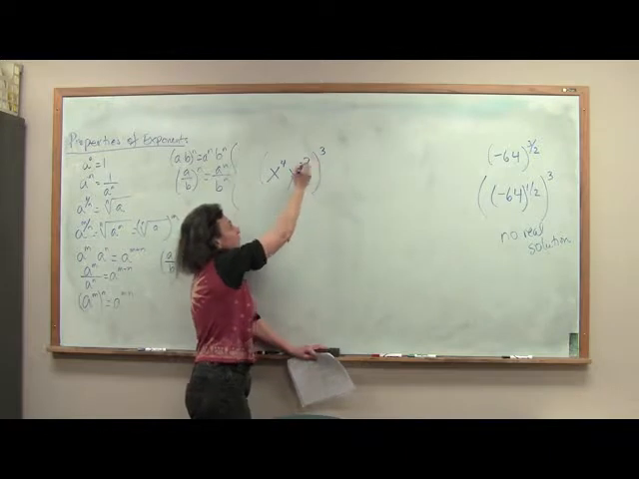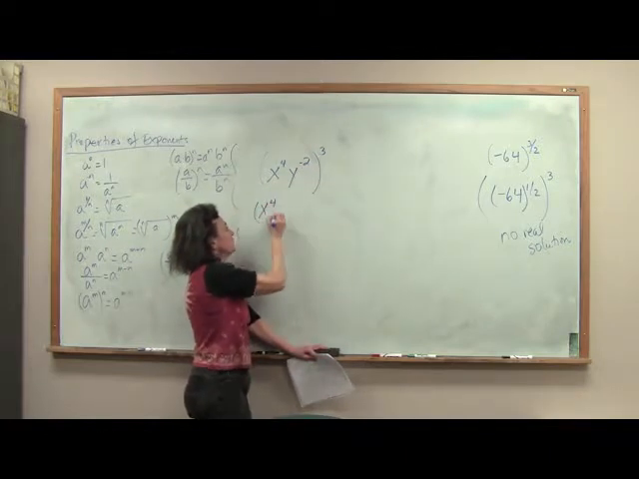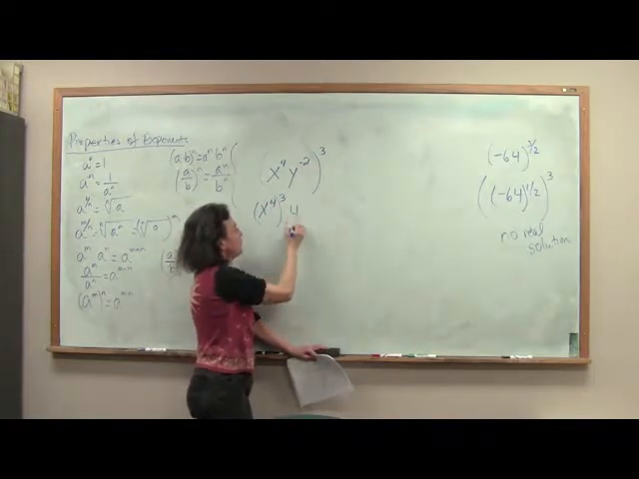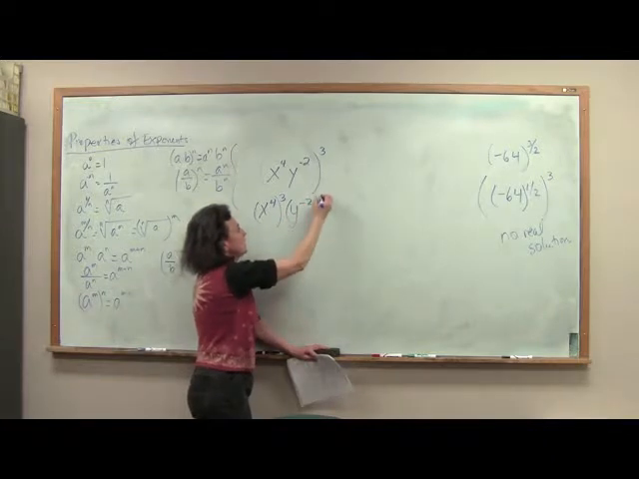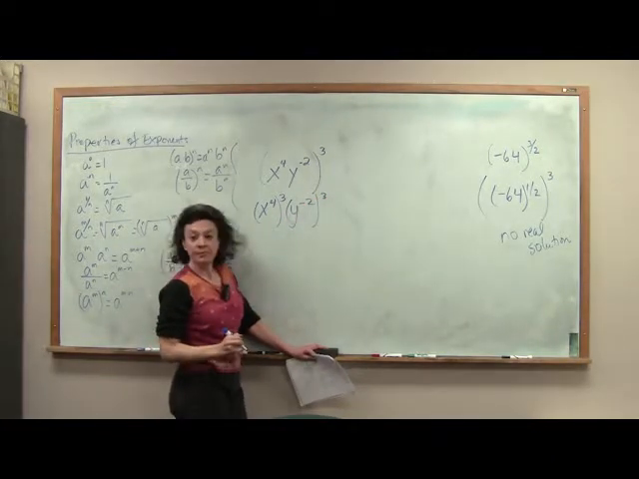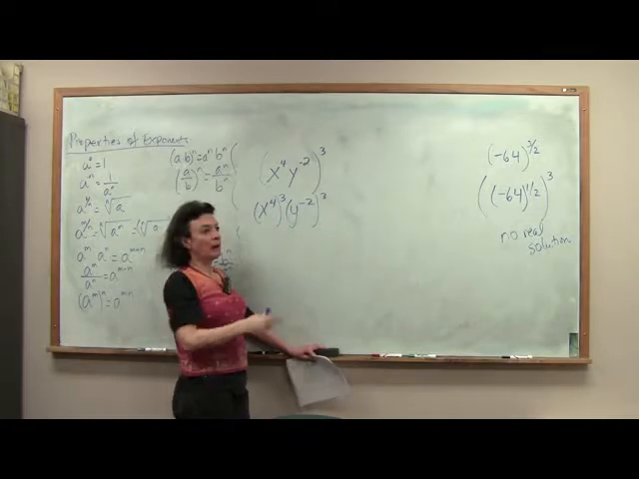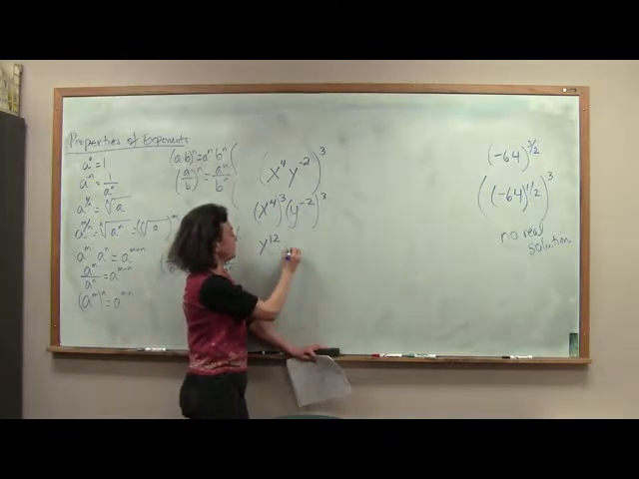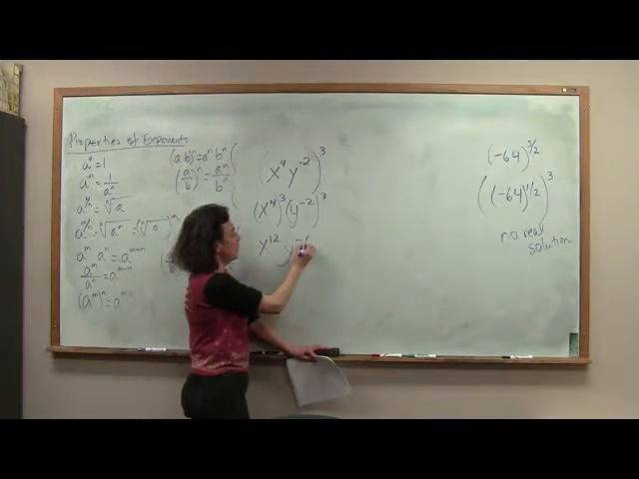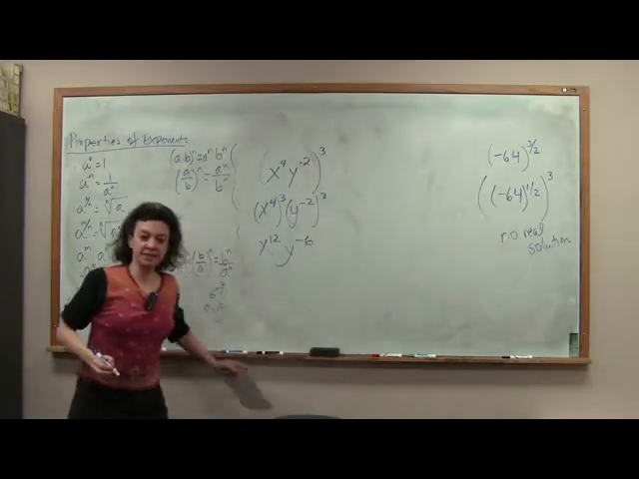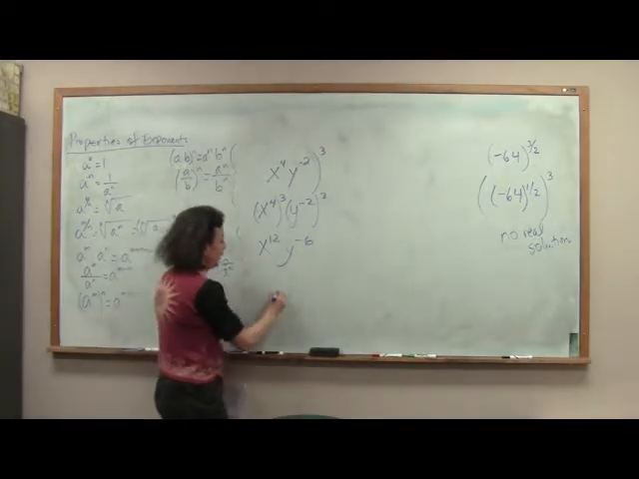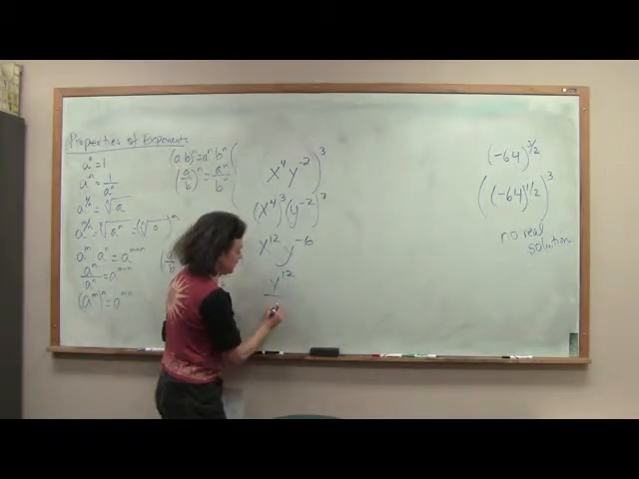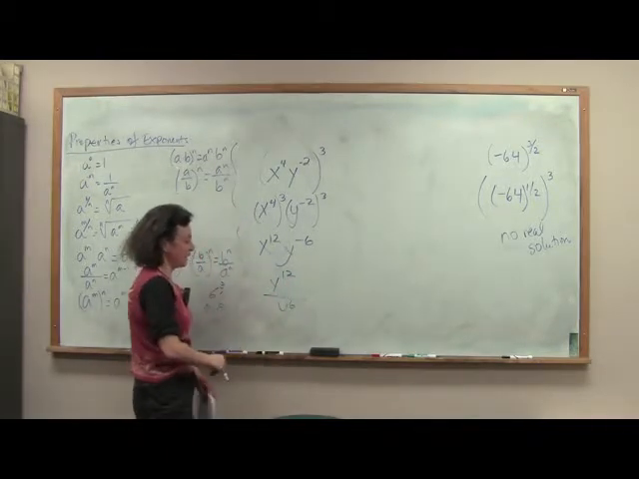I'm going to bring in my exponent of 3 to both terms. So I claim I have x to the fourth cubed and y to the negative second cubed. When you raise something to a power, raised to another power, you multiply your exponents. So I have x to the 12th, y to the negative 6th. And now I just have to rewrite this so that I do not have a negative exponent.